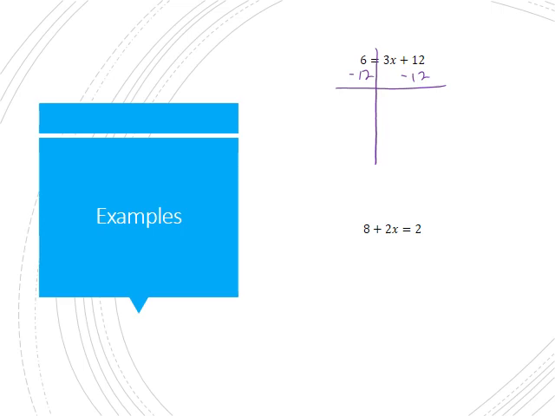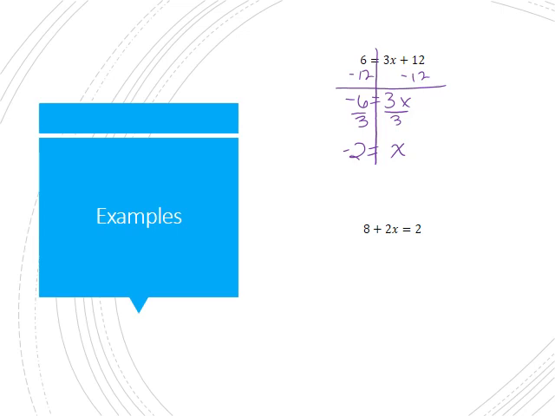Well, what happens over here is I have 3x plus 0, leaving me with really just 3x. On the other side, I have 6 minus 12, which gives me negative 6. Now I'm going to undo the multiplying by 3, so I'm going to divide by 3. So x equals negative 2. Can easily substitute that back in and see if it still works. 3 times negative 2 gives me negative 6. Negative 6 plus 12 gives me positive 6.